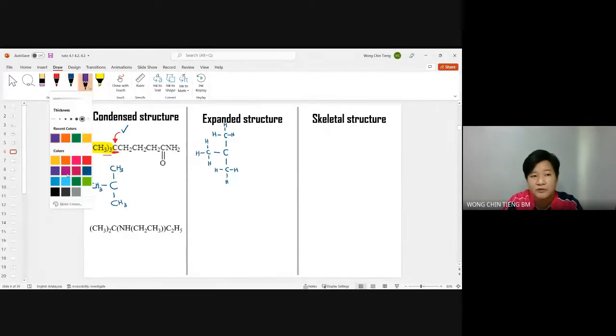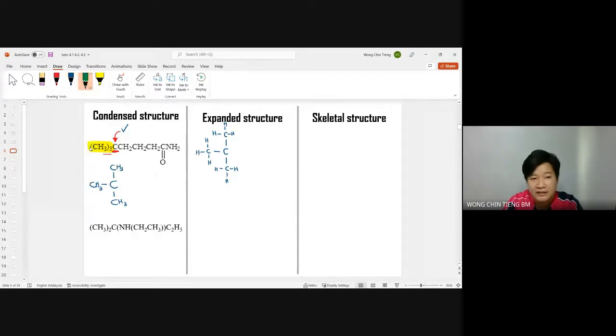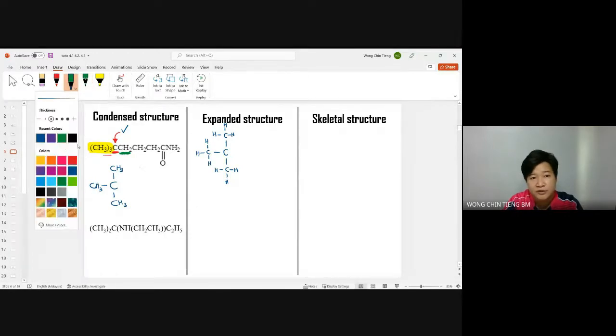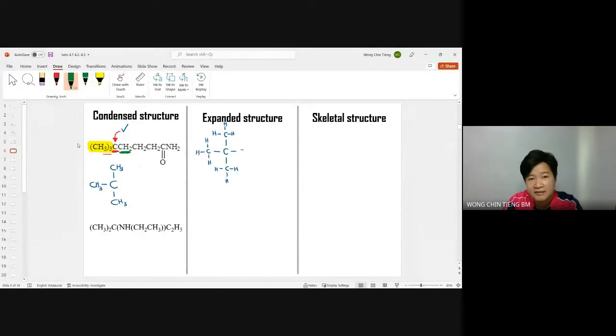Next, we are moving to the next carbon, CH2. Senang. Sambung sahaja dengan CH2. Sambung lagi dengan CH2 and CH2. Ada 2 lagi CH2. So, kembangkan je lah. Done.